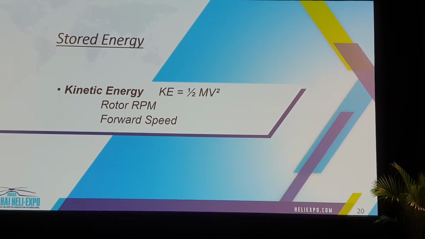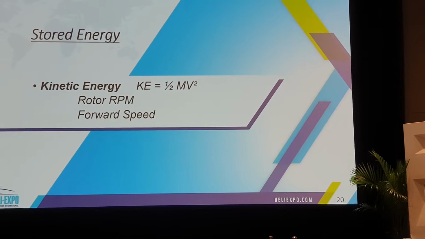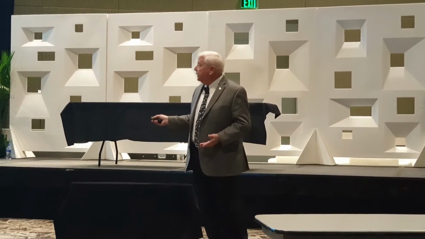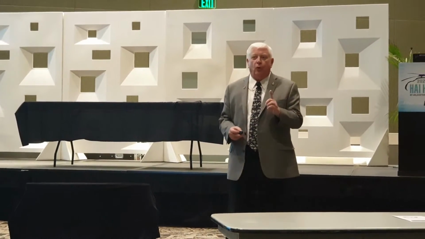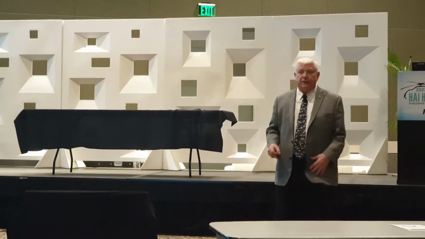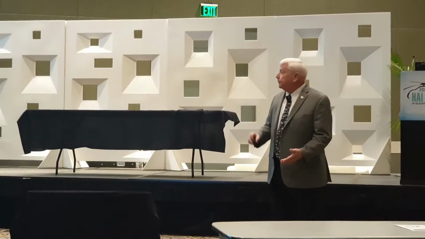We store this kinetic energy in two areas. We store it in the speed of the rotor and the forward speed of the helicopter. Actually, I've simplified things here because the rotor RPM energy is really rotational energy. There's a slightly different formula for that, but it's a little bit more complicated. It has some Greek letters in it. So I'm just going to keep it simple and use this same 1/2 mass velocity squared. And then the other place is in the forward speed of the helicopter.